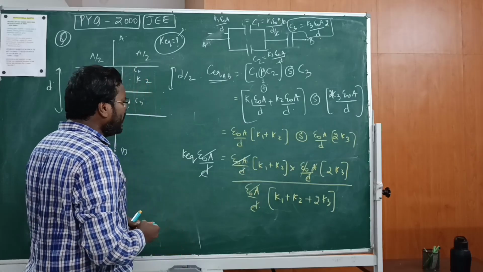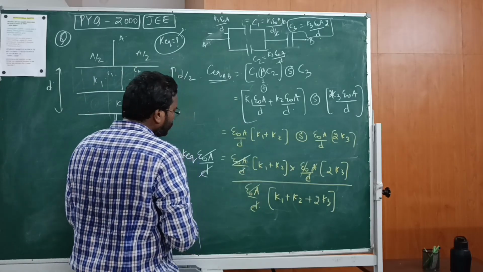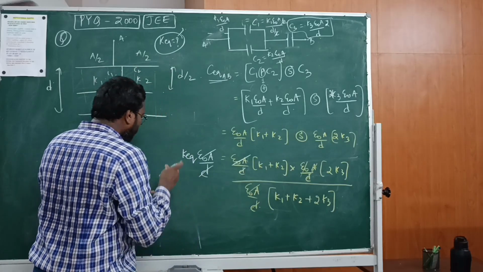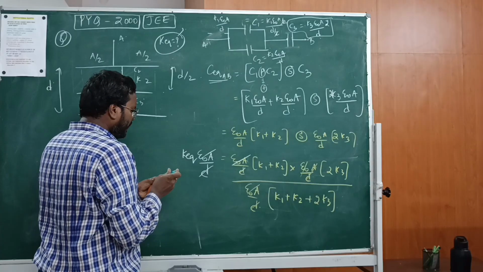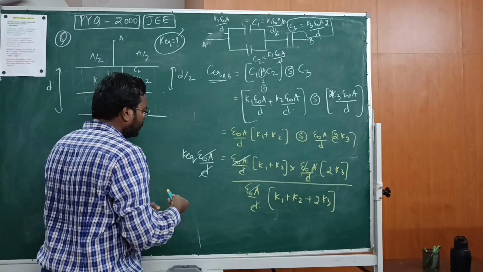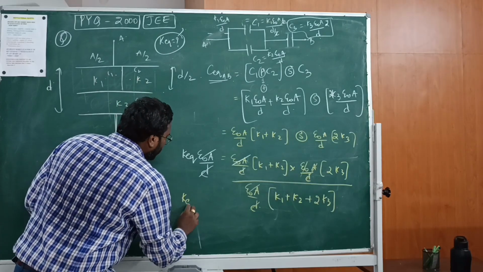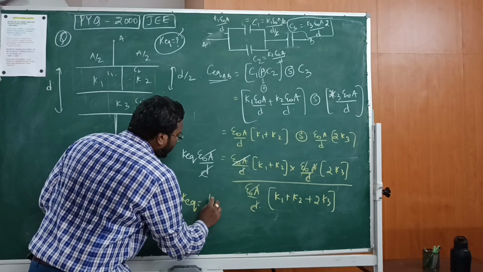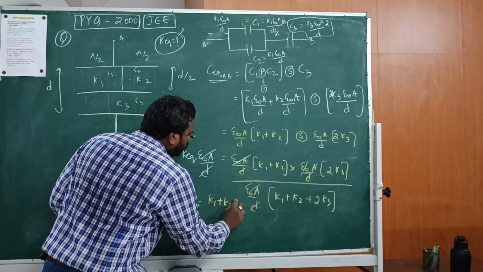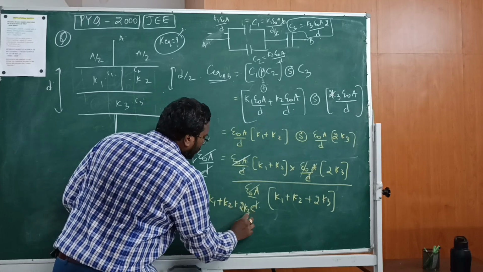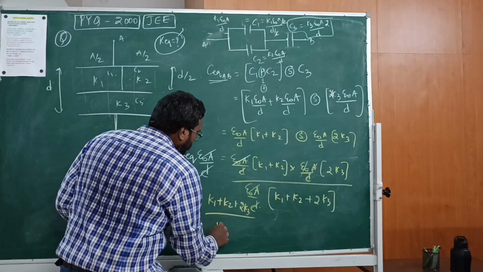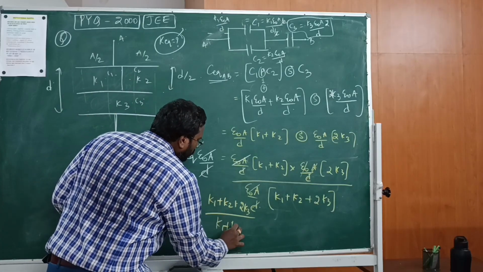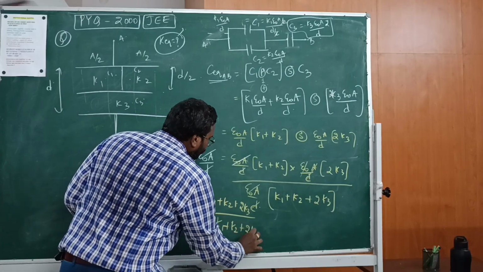So what is going to be K equivalent in this? We get K equivalent as K1 plus K2 plus 2K3 divided by K1 plus K2 plus 2K3.